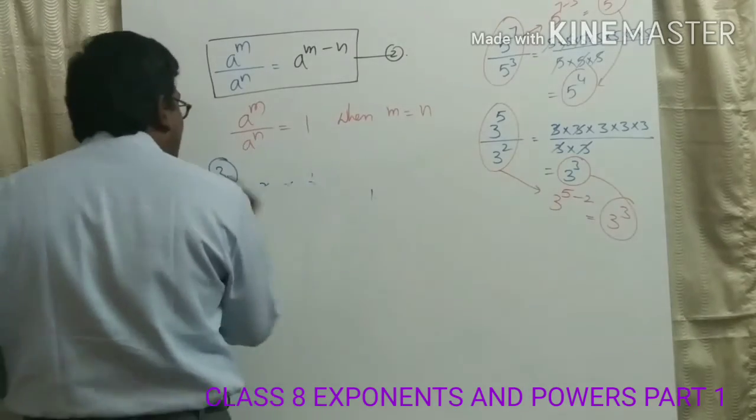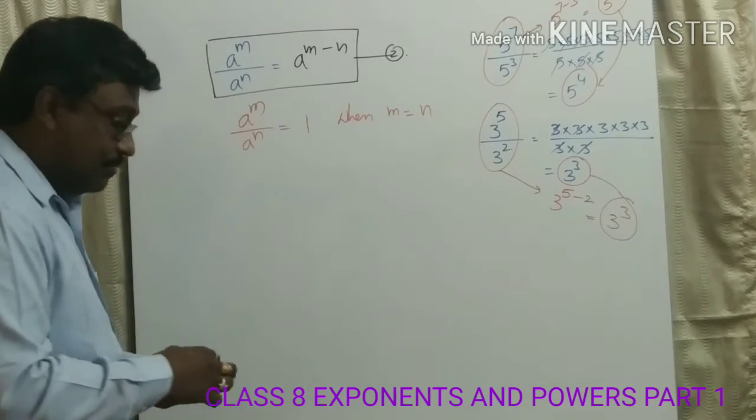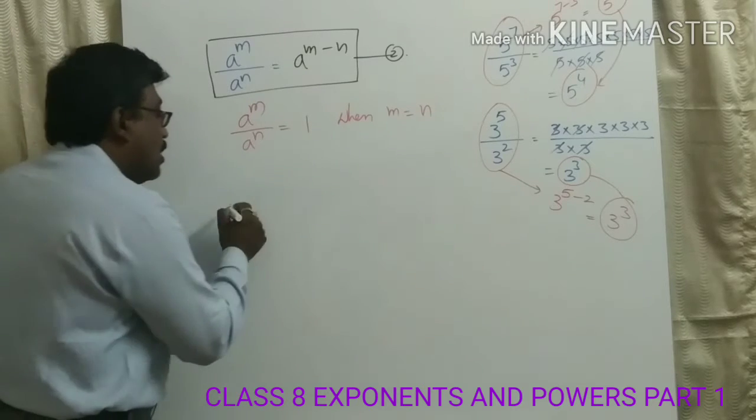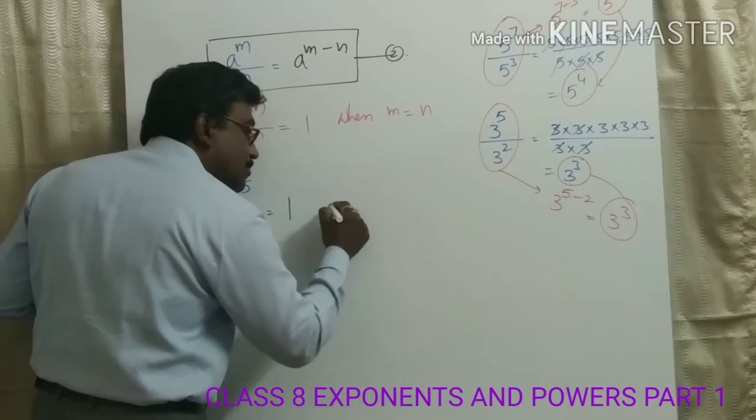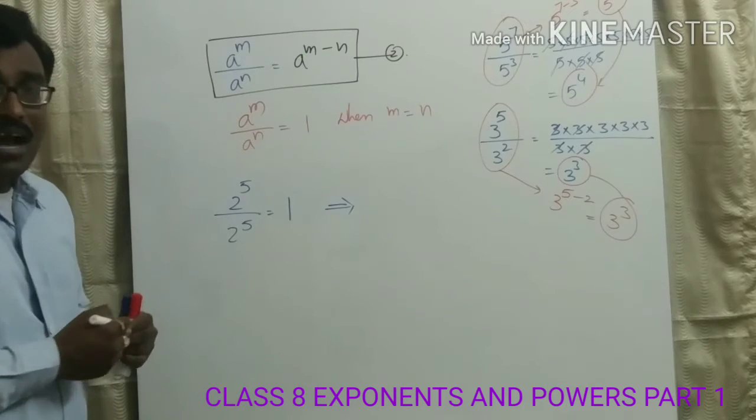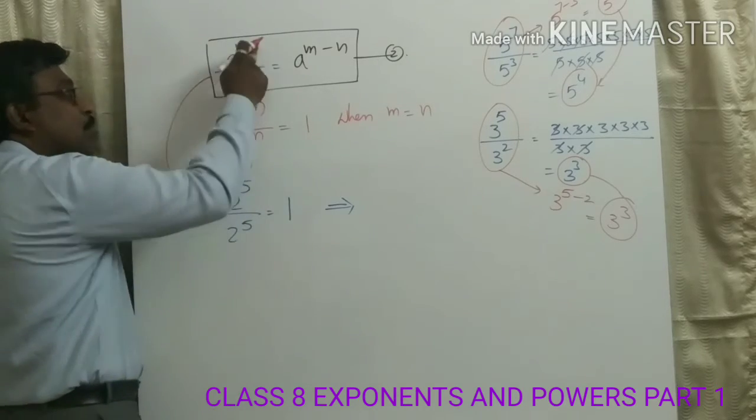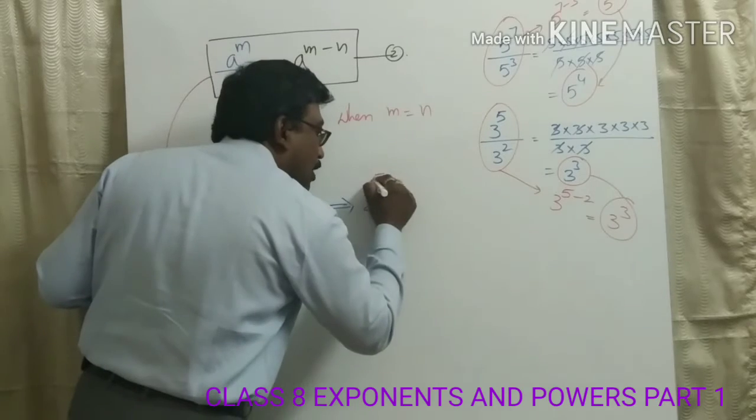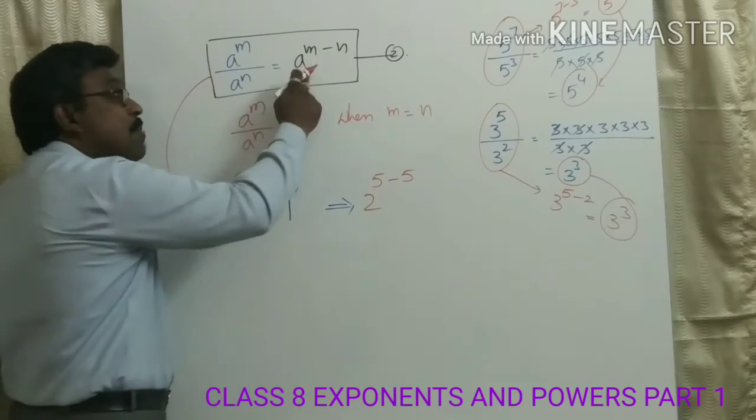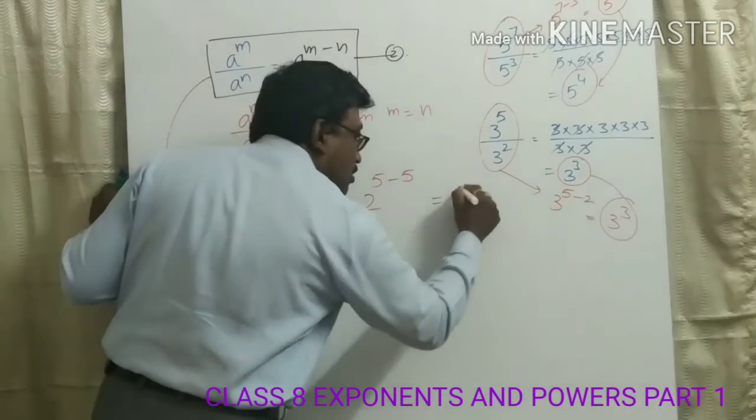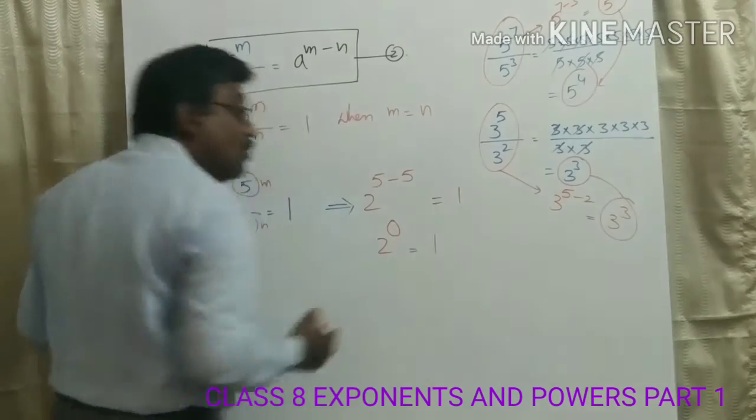And here one more rule also we can derive. Okay, let me take one example. Suppose 2 power 5 by 2 power 5. That means we are telling this value is 1, since numerator and denominator are the same. If I apply the same formula, a power m by a power n, so 2 to the power of 5 minus 5. This is m, this is n, m minus n. The value should become how much? 1. 5 minus 5 is 0, so 2 to the power of 0 is 1.